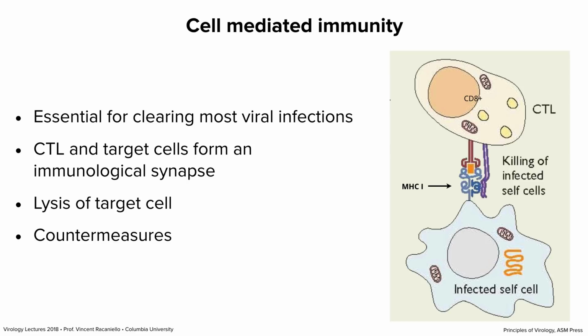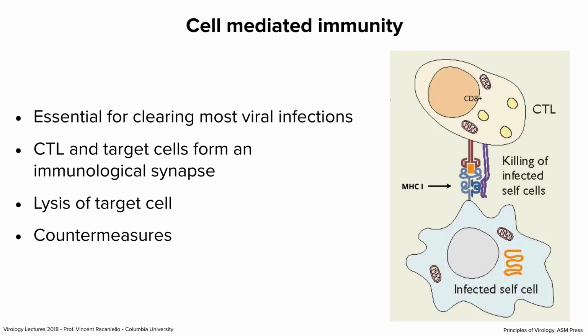Let's talk about cell-mediated immunity, the kind made by T cells, not B cells any longer. This turns out to be what's important for clearing a virus infection, or at least most of them. The main effector here are the CD8 T cells, which become CTLs, cytotoxic T lymphocytes. They detect a virus-infected cell, and they will lyse it.